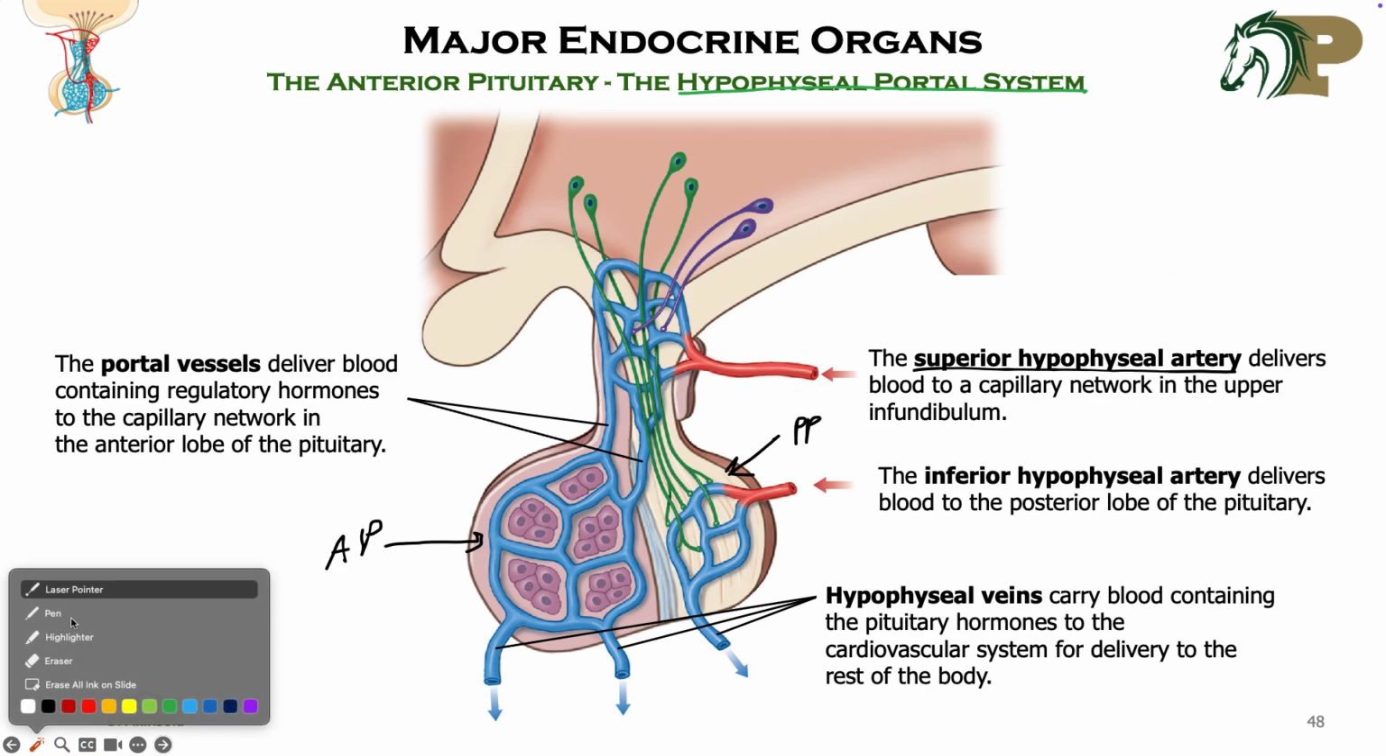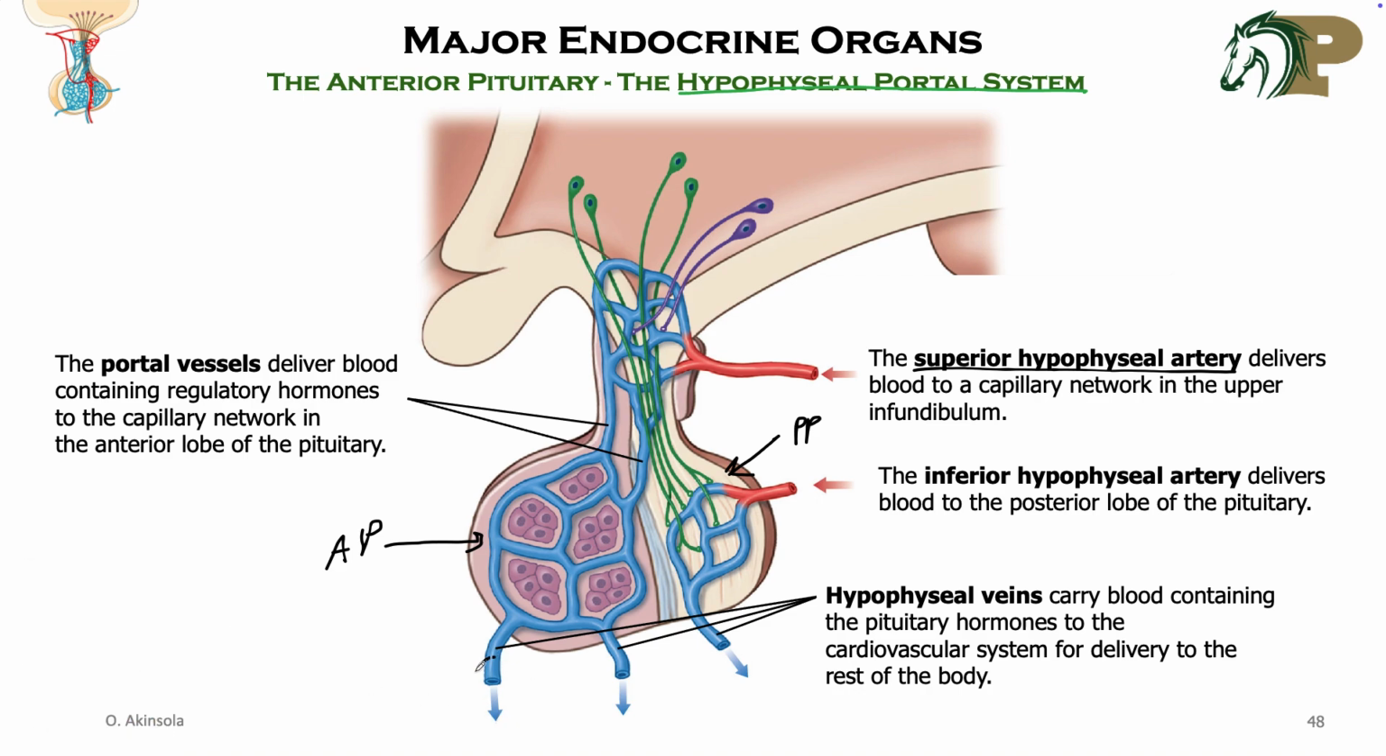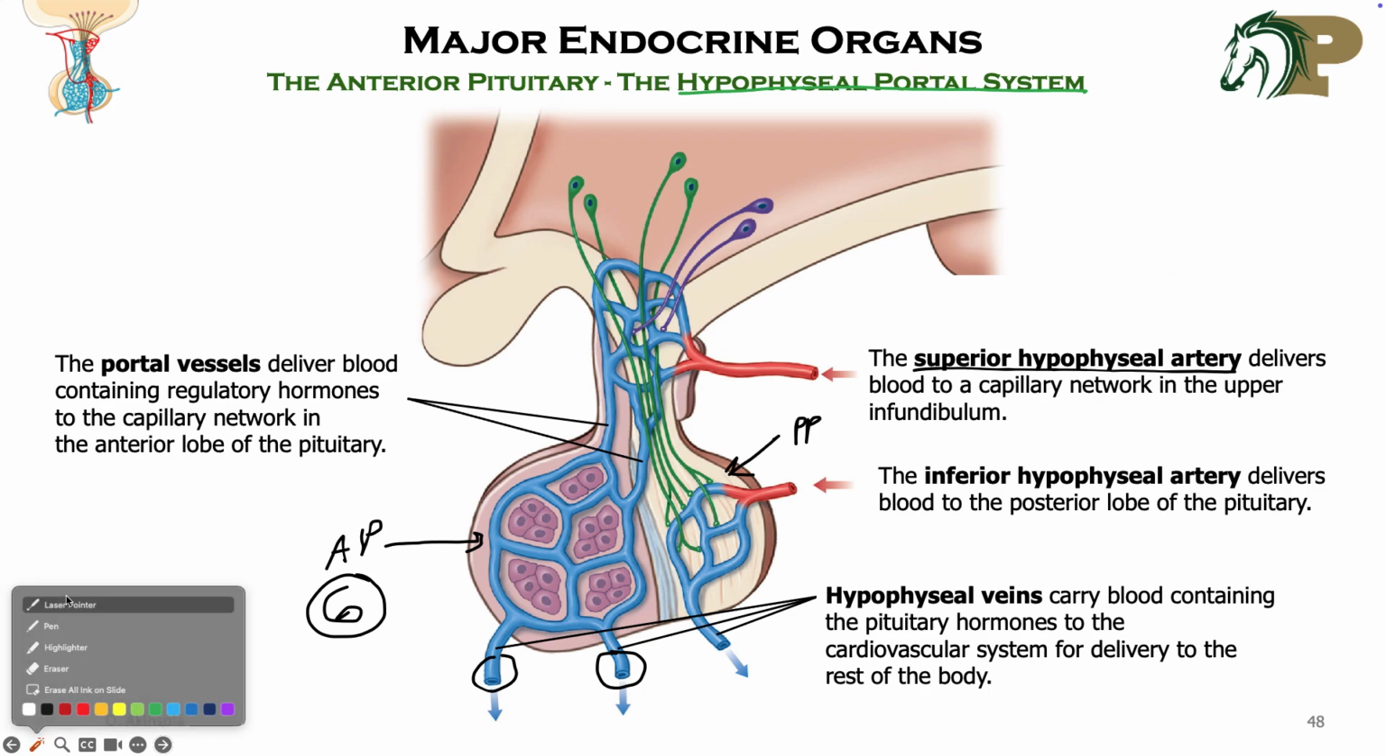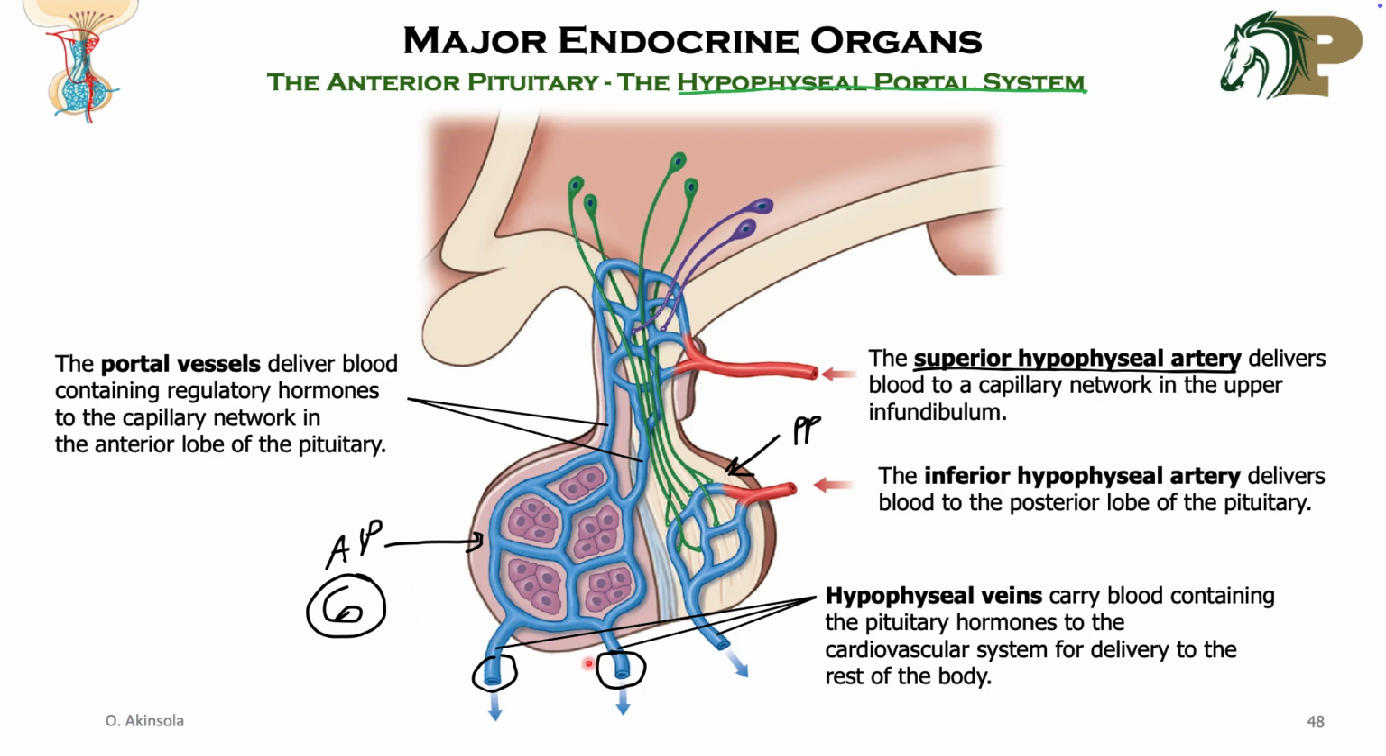So if you look over here, these two vessels here will deliver the 6 anterior pituitary hormones that we just talked about. Okay, so ACTH, TSH, LH, FSH, growth hormone, and prolactin. Those 6 hormones will be delivered through these 2 vessels, here and here.